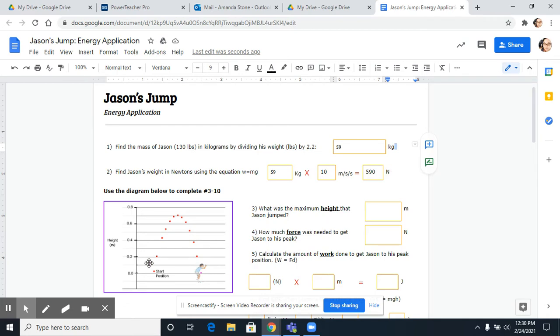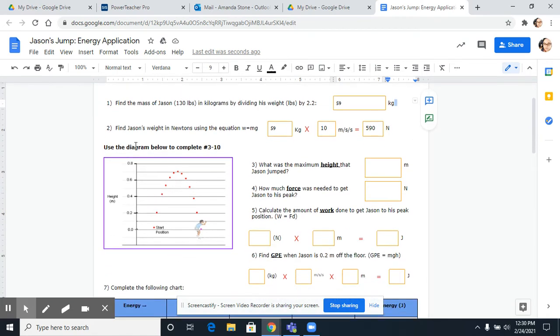For part 3, we wanted to look at Jason's jump, which is shown here. We want to know what the maximum height is. So if we look at the graph, we can see that this is 0.6, this is 0.8, so he had to jump at 0.7.